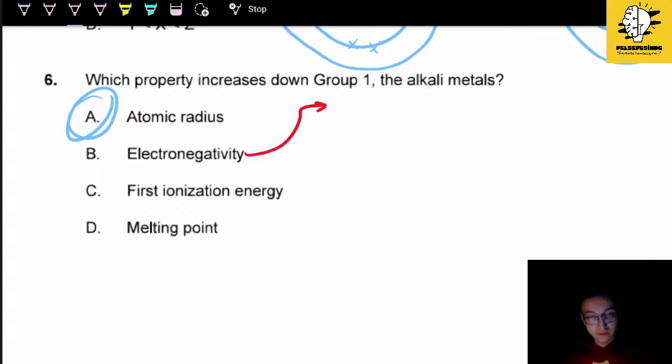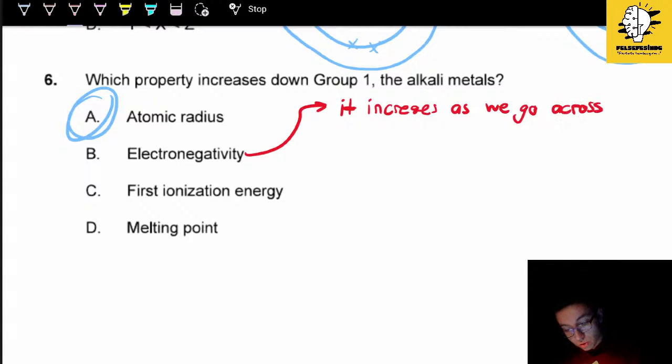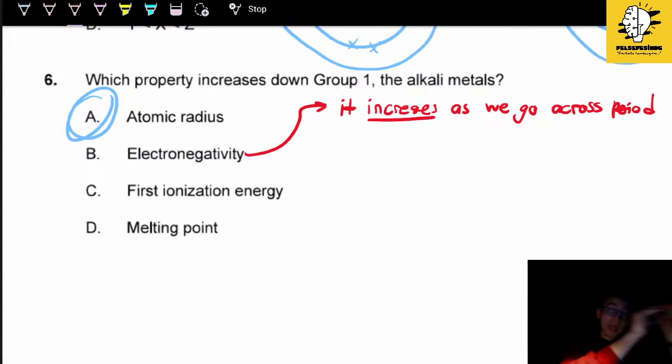So for electronegativity, let me write, it increases. And also, Mert Yılmaz also said that in the chat. He's asking us about what happens to electronegativity, first ionization, or other features of the elements as we go across the groups and across the periods. So we can make a summary. Yeah, as we go across the periods, it increases.